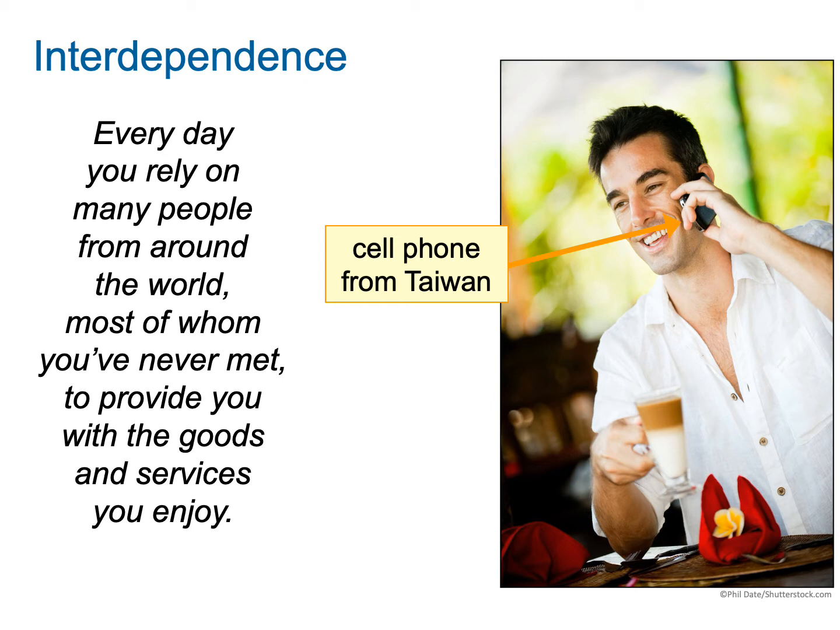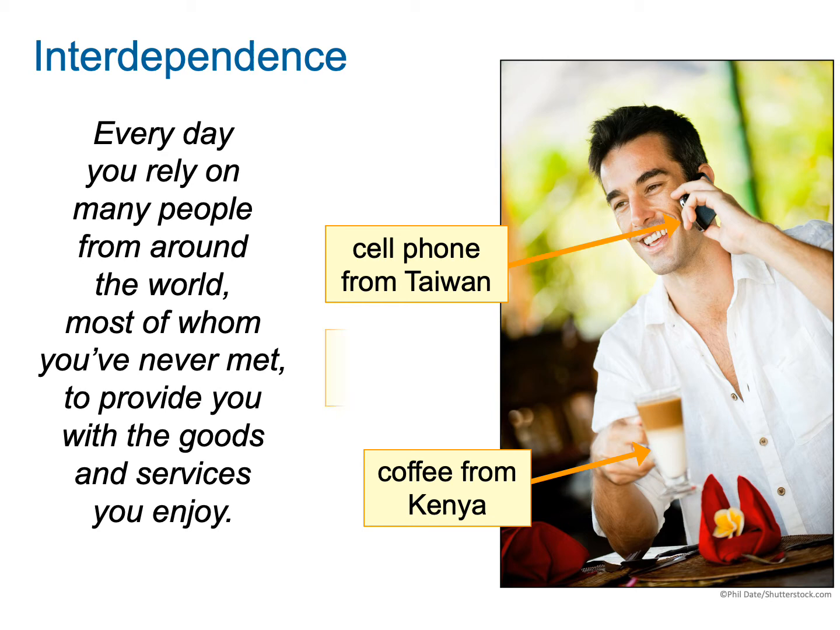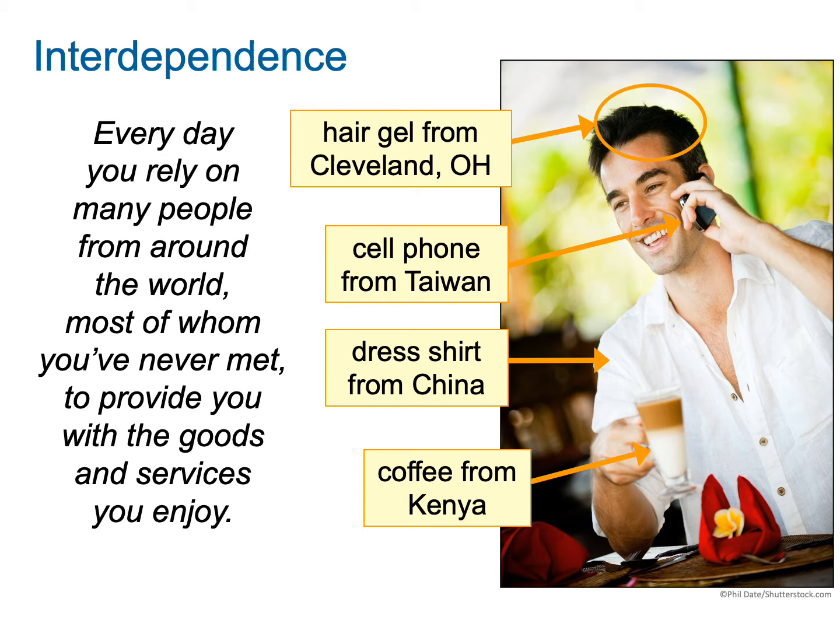We see him drinking a coffee here. So, of course, we know that that involved coffee beans being grown in some other part of the world by workers, perhaps from Kenya. He's wearing a shirt here that maybe was made in China or India. Oh, and look at that. He's maybe even got some hair gel that was manufactured in Cleveland, Ohio. Okay, so this is just the nature of interdependence. Everything around you, you didn't make it, right? Other people made it. So that's the nature of interdependence. But of course, if you're working, that means you're helping provide goods or services for other people, right? And so you're part of that equation as well.